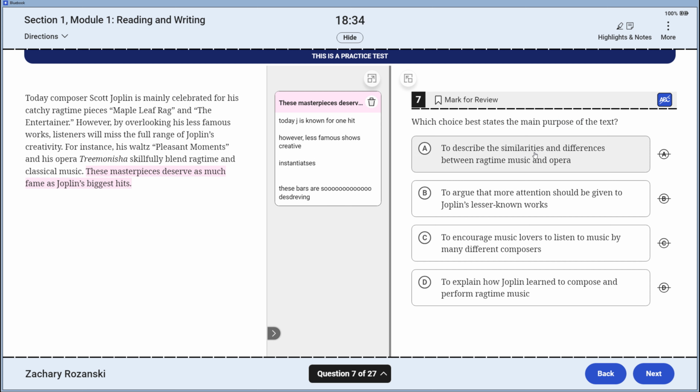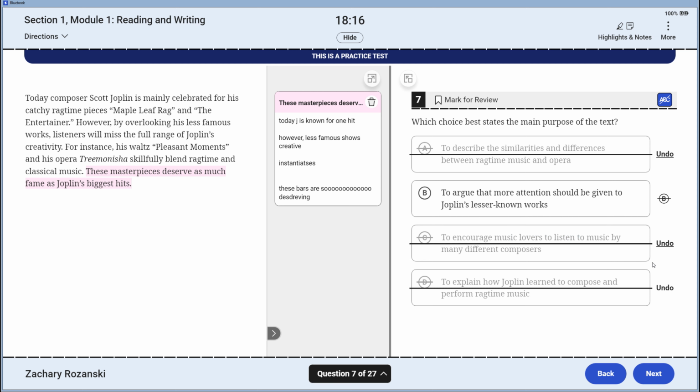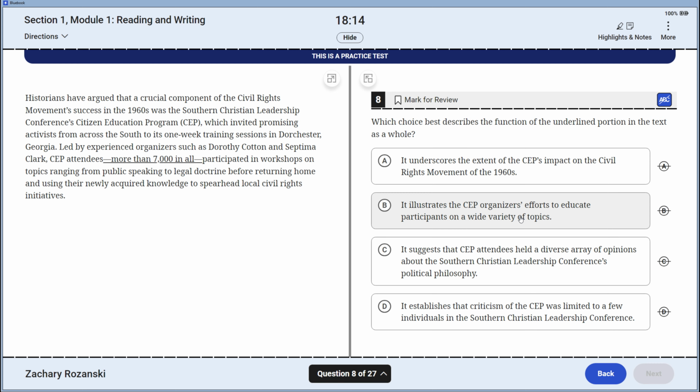Main purpose. To describe similarities, we do not have the similarities. That's not the purpose. To argue that, yeah, to give more attention, that's a bold claim, but where is it supported? He says, deserves as much fame. To encourage music lovers to listen to music by many different, to encourage music lovers to listen, no, it absolutely does not. It's not different composers. It's different parts from this one composer, and it doesn't specify the person's learning process.